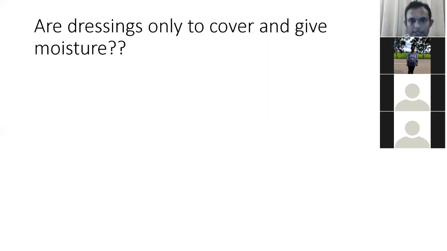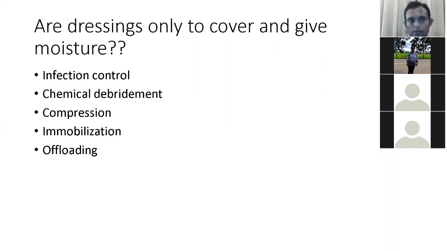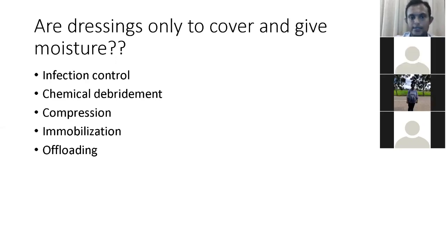So, are the dressings only for these things? Is there anything else that we can do with a dressing? Infection control, of course, I told you earlier, and chemical debridement also I told you, and compression, the third layer you can use for compression, and of course immobilization you can do with the third layer, and the third layer you can use for offloading also. So many things can be done with the dressing. It's not only covering and giving moisture and infection control. So when you are applying the dressing, you have to think about all these.